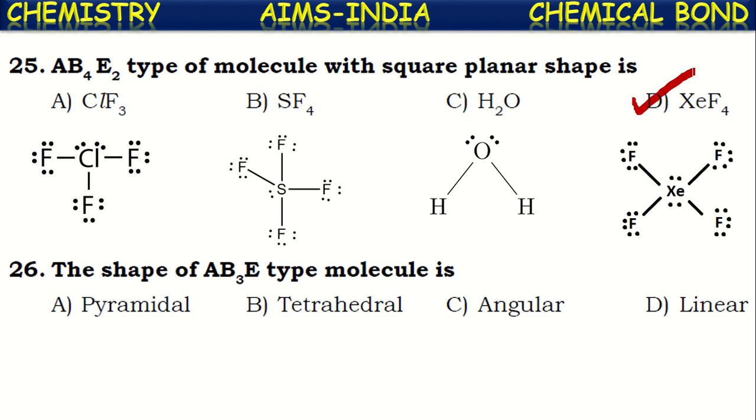Next one more. The shape of AB3E type molecule. AB3E type means it should have 3 bond pairs and 1 lone pair on the central atom. So if there are 3 bond pairs and 1 lone pair, then the shape of the molecule will be trigonal pyramidal, or just pyramidal we can say. This is a molecule, ammonia we call it. Okay, it has 3 bond pairs and 1 lone pair. It is an AB3E type molecule. So its shape is called pyramidal shape. Okay, here it is the correct answer.